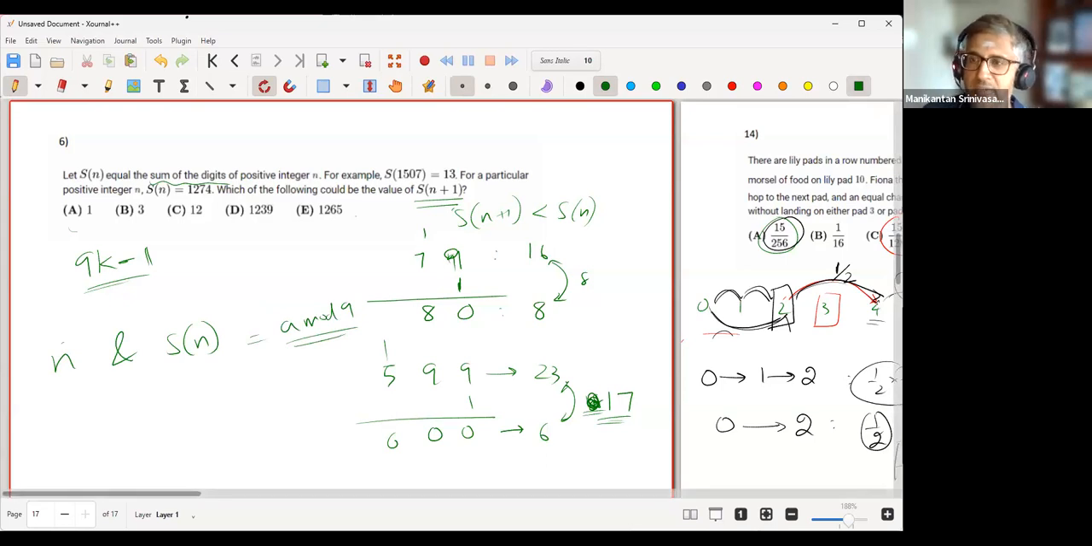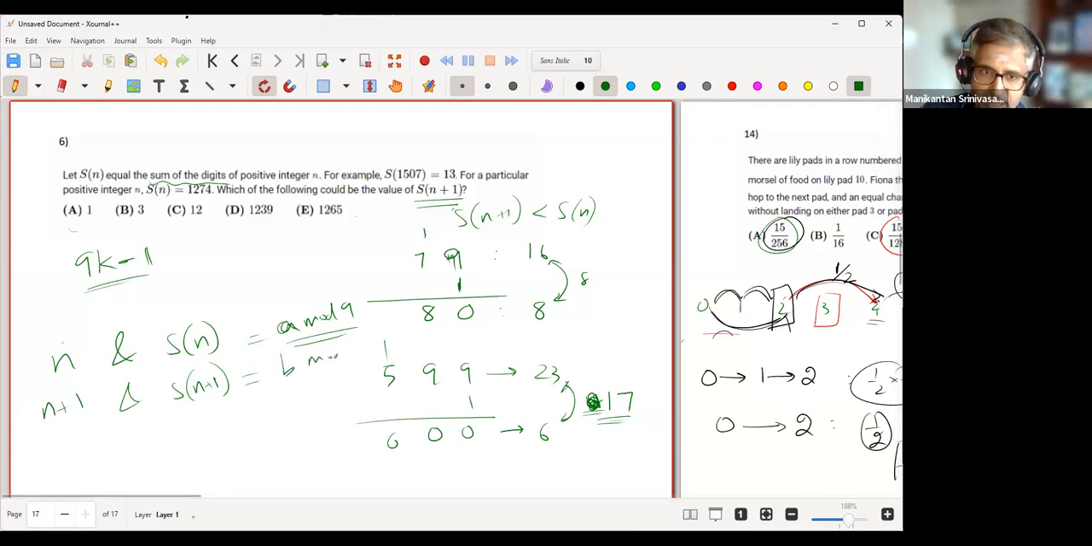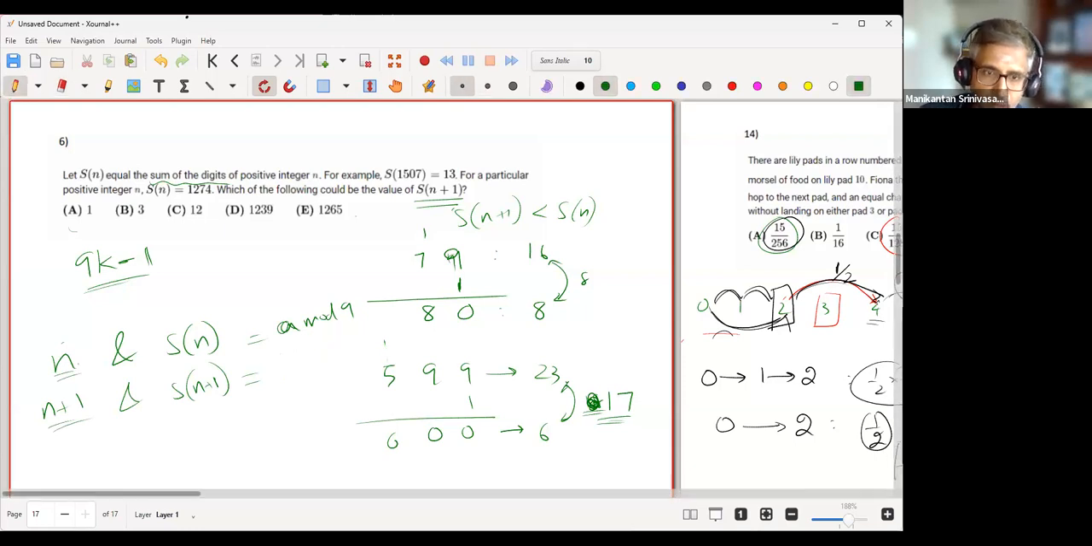How do you find if n is divisible by 9? You just do sum of digits, and if the sum of digits is divisible by 9, it's divisible. If it leaves a remainder of 5, that means n also leaves a remainder of 5. Sum of digits of a number is the same modulo 9 as the number itself. So the same thing happens with n plus 1. So n plus 1 and s of n plus 1 are also the same modulo 9, let's say. But n and n plus 1 are apart by 1, therefore this is effectively 1 extra, a plus 1 modulo 9.